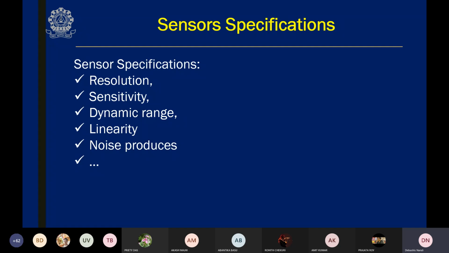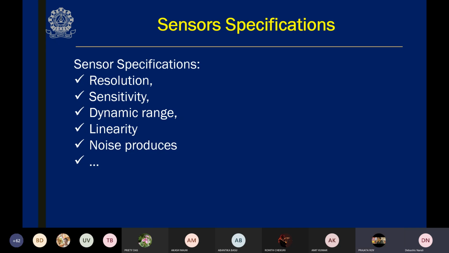Linearity should be high. There should not be any non-linearity in the input-output relationship, and it should be noise-free. Whatever signal is produced by the sensor at the output after sensing the physical quantity should be noise-free. It may not always be noise-free, but the amount of noise should be very small. You should mention what you want.